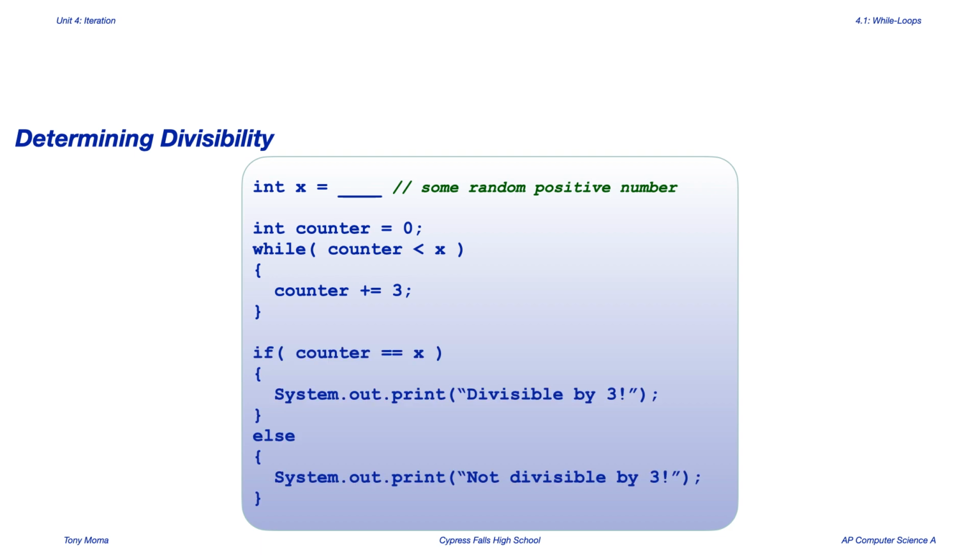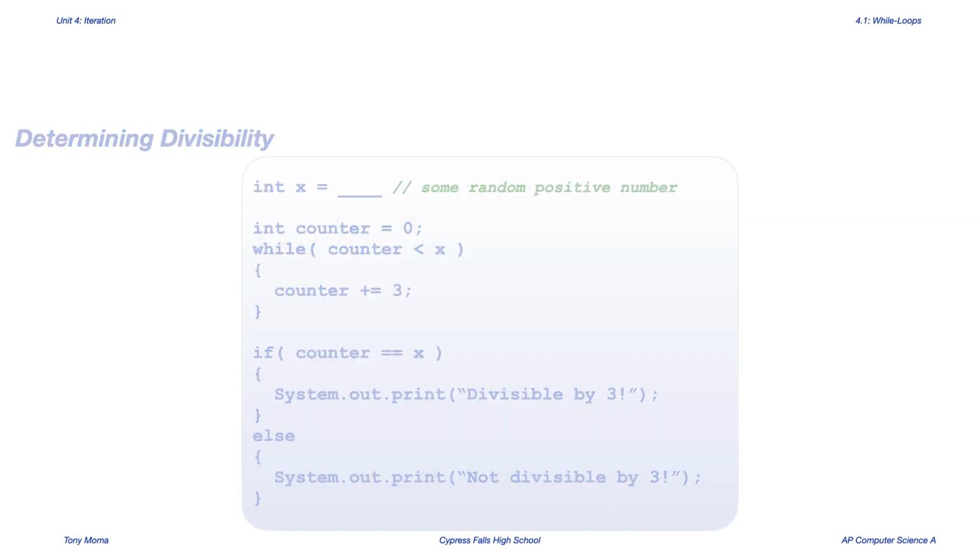We're going to say when the while loop is finished, if the counter is equal to x, that means x is divisible. So we'll print that out. We'll print divisible by 3. If it is not equal to x, then that means it must have been greater than x, which means it was not divisible by 3.